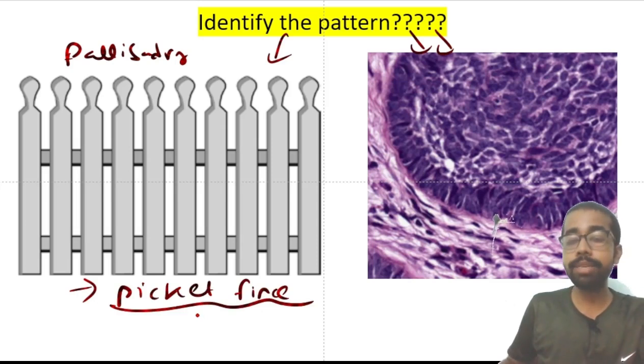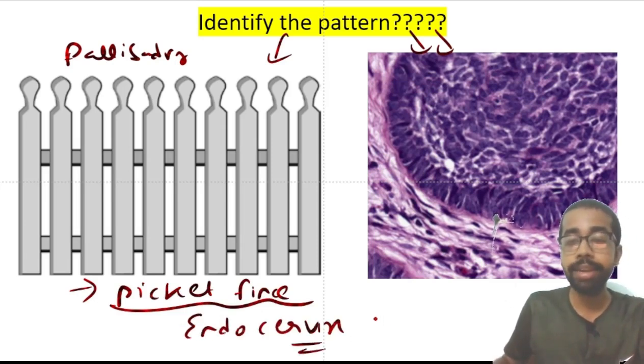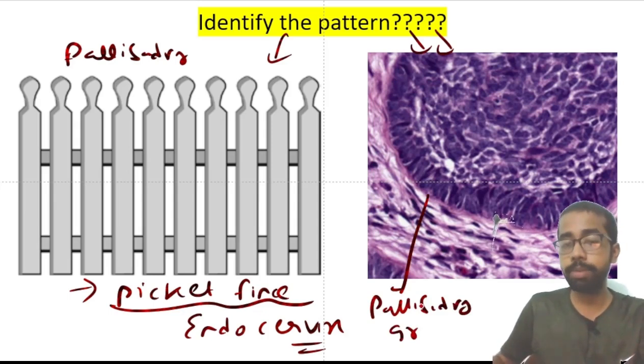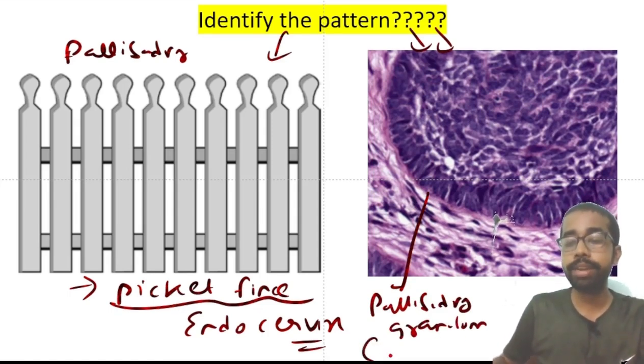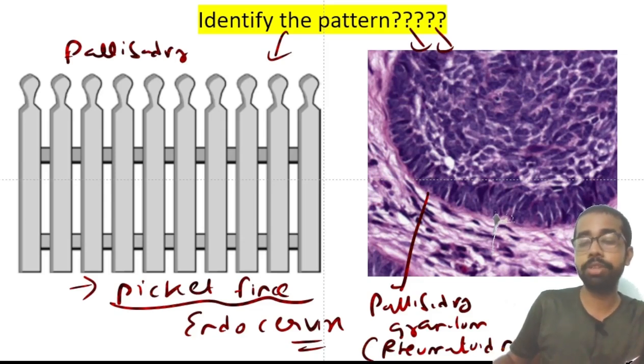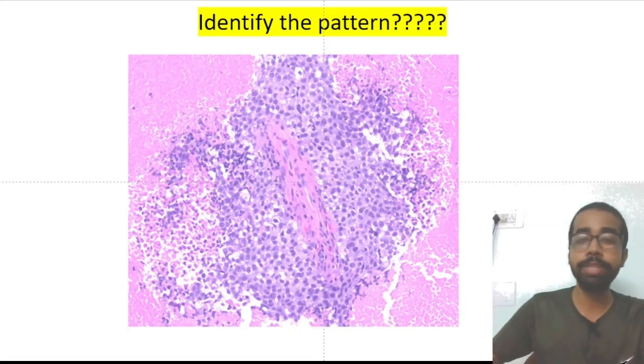Yes, nothing but the normal endocervical epithelium. If you see it in a pap smear, you will get this pattern, right? And of course, this kind of palisading, you can also get palisading granuloma. Not this kind of palisading granuloma. You can get it where? That's an MCQ again. Rheumatoid nodule. Just a brush up. How far you have understood the topic? Rheumatoid nodule. Okay.